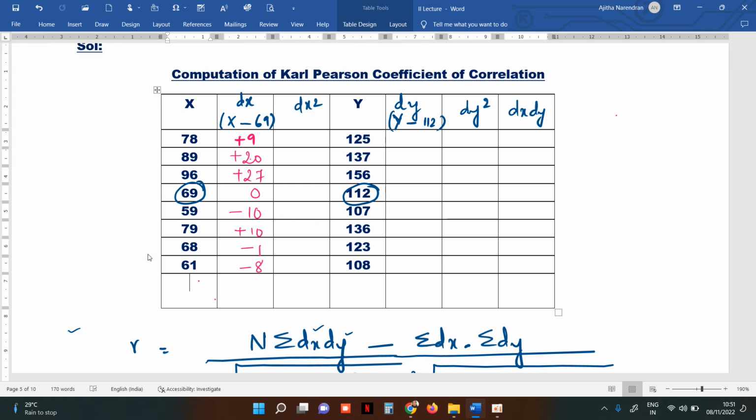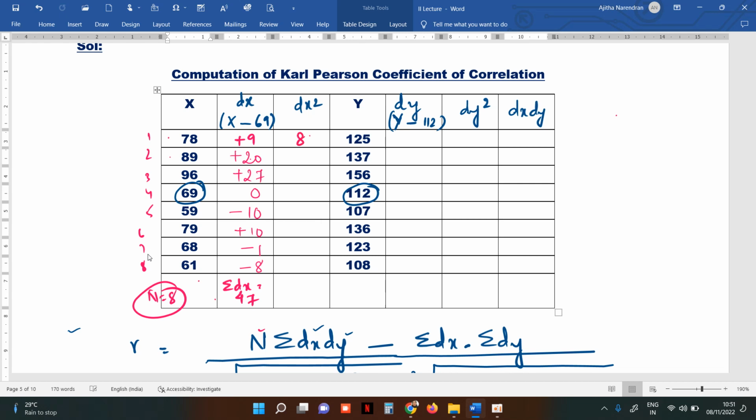Here you can see the values 1, 2, 3, 4, 5, 6, 7, 8. Here n is equal to how much? 8. Here you will be taking 8. So you can find out the total of this. Summation of dx is equal to 47. Now square it: dx square.